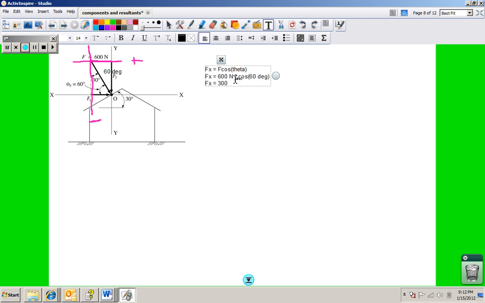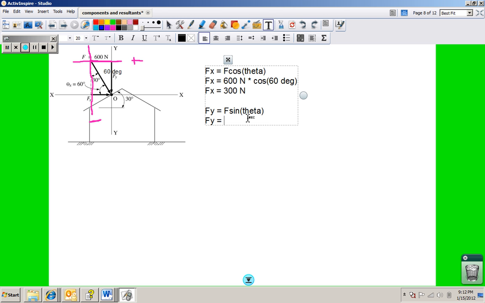Don't forget your units. Alright, now I want to find my y, and it's equal to F sine theta. So Fy is going to be equal to 600 newtons times sine 60 degrees. And I get Fy is equal to 520 newtons.